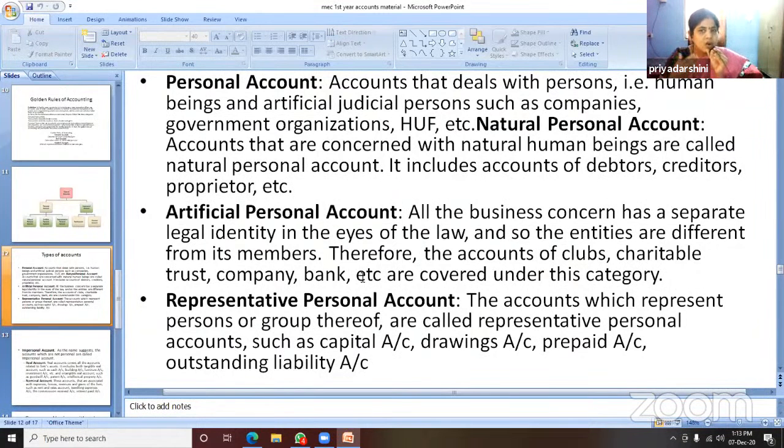Therefore, the accounts of clubs, charitable trusts, companies, and some banking institutes are covered under this category. They are the artificial persons.